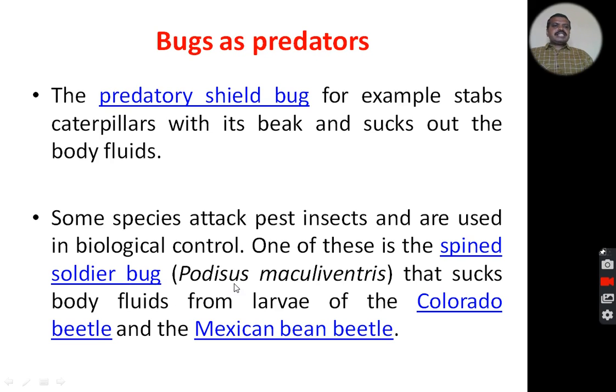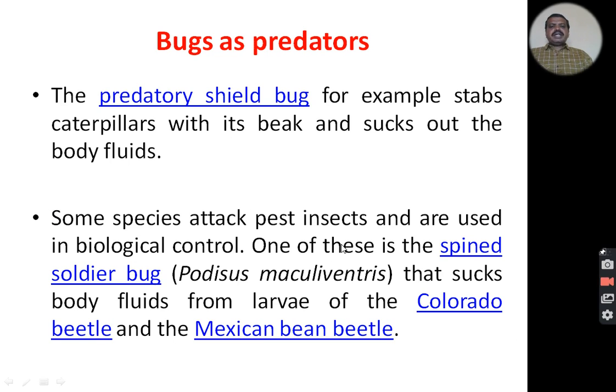And some of the bugs act as predators. The predatory shield bug, for example, stabs the caterpillar with its beak and sucks out the body fluid. Predatory. So that is carnivorous in nature. Okay, especially caterpillars are the larvae. It stabs the caterpillars with its beak and sucks out the body fluid as food.